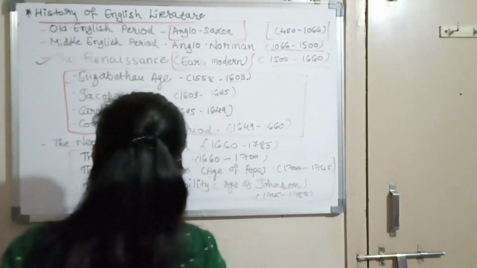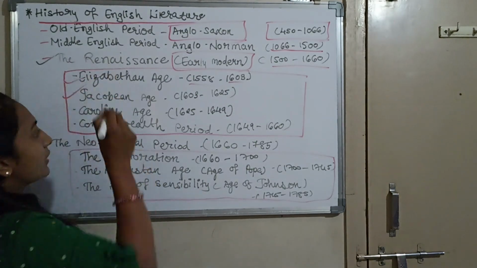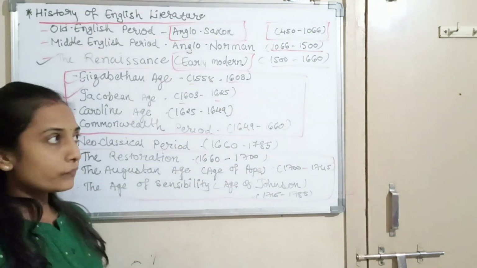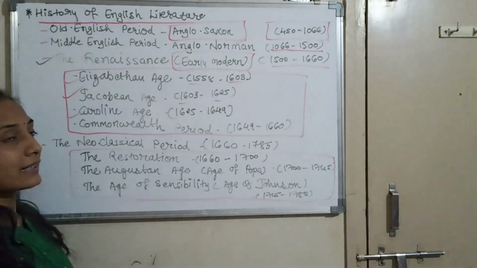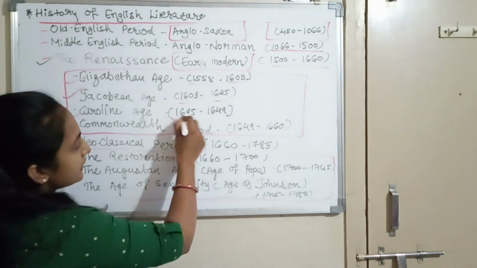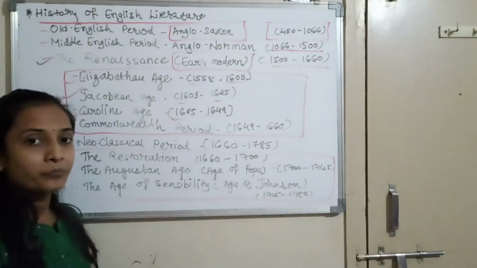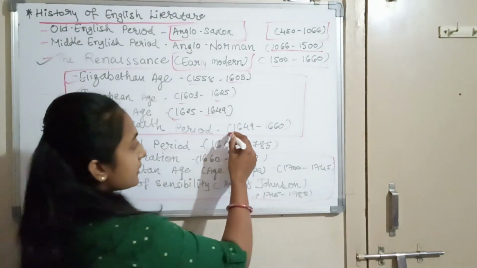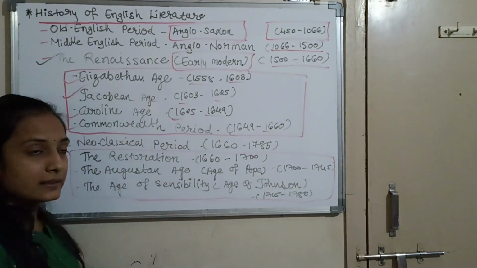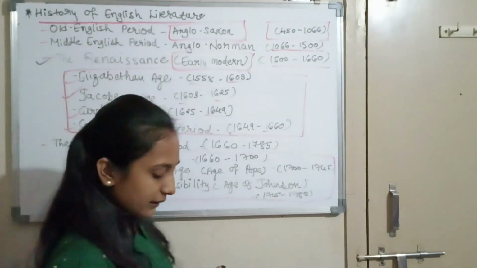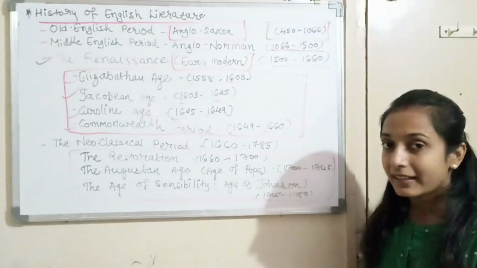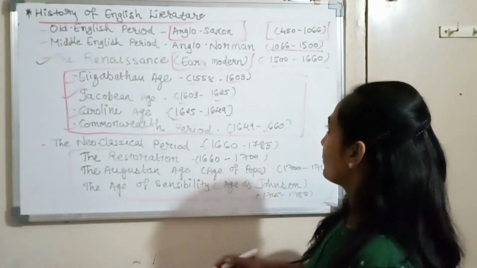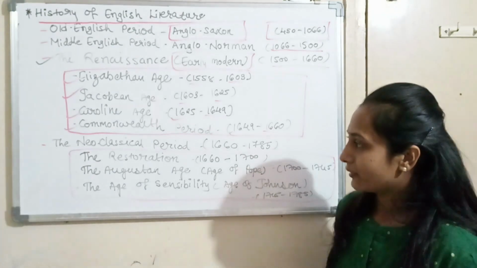Now, after the Elizabethan Age, we have the Jacobean period, which is from 1603 to 1625. Then we have the Caroline Age, that is from 1625 to 1649. Then we have the Commonwealth period from 1649 to 1660. So these four things, the Elizabethan Age, Jacobean Age, Caroline Age and Commonwealth period, are included in the Renaissance, that is also called the Early Modern Period.